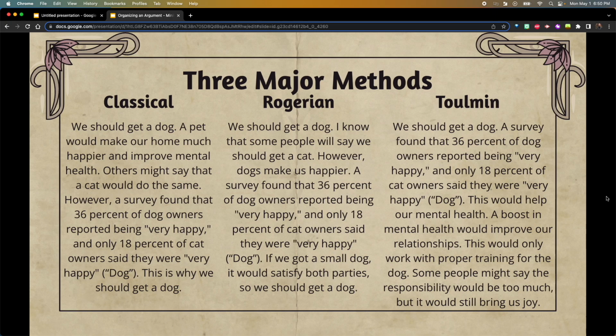Now I provide a qualifier, which are the limits. This would only work with proper training for the dog. Lastly, I'm going to address the opposition. Some might say the responsibility would be too much, but it would still bring us joy.